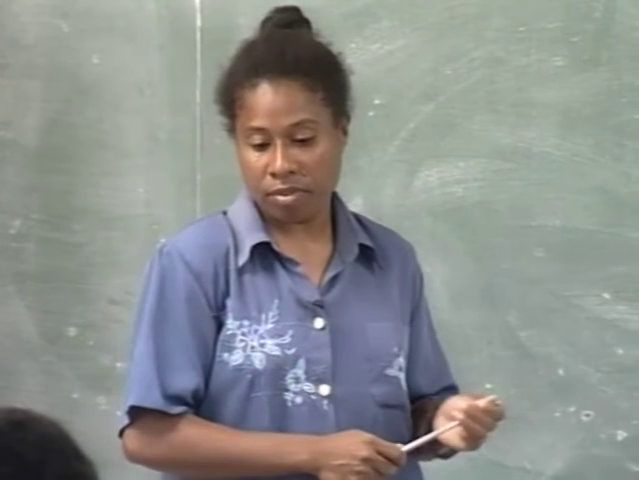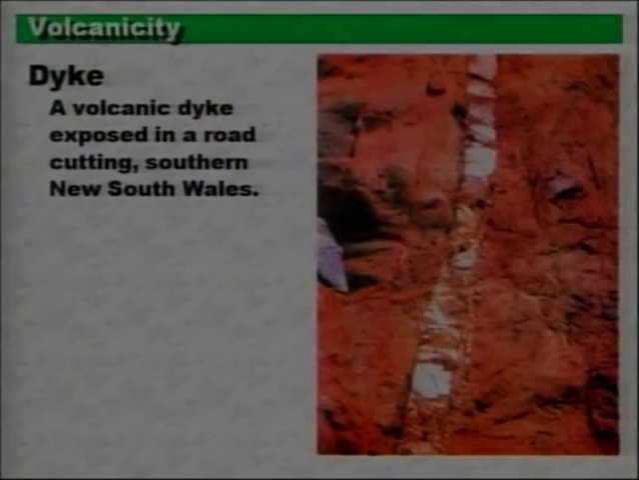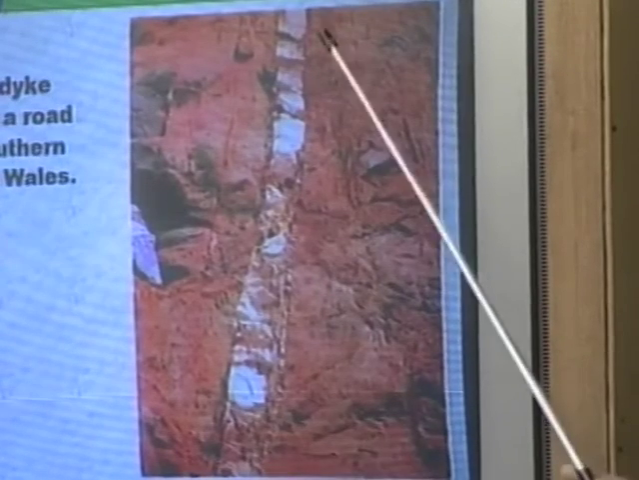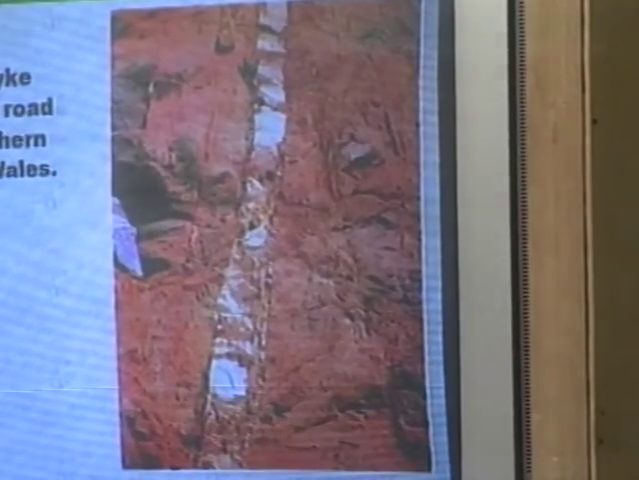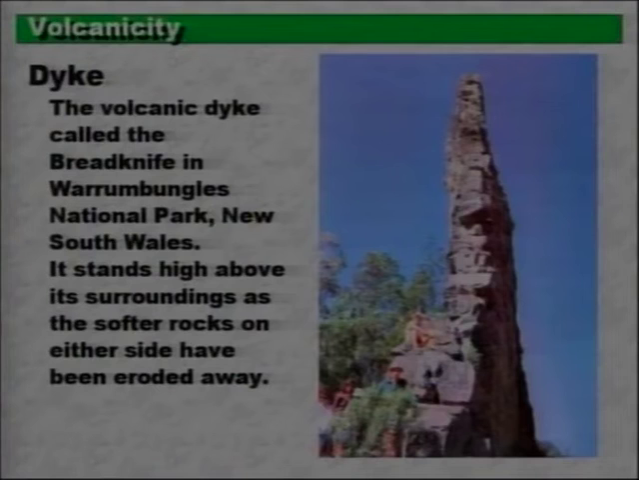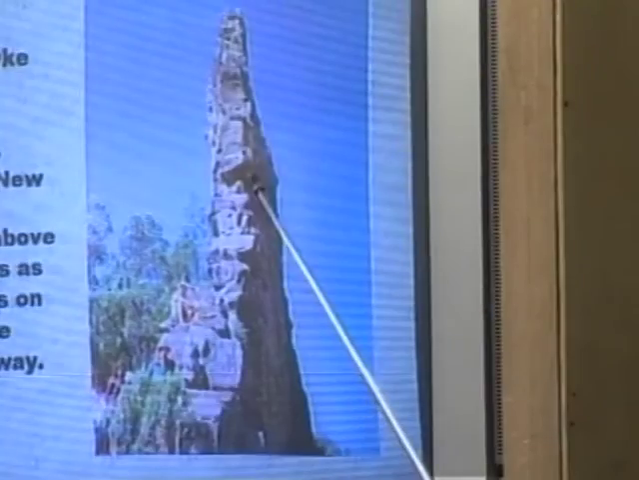We look at an example here of a volcanic dike exposed in a road cutting in southern New South Wales in Australia. So here, along the road cutting, you can see an example of a volcanic dike. See another example, the volcanic dike called the Breadknife in the Warrumbungles National Park in New South Wales, Australia. It stands high above its surroundings as the softer rocks on either side have been eroded away. So this is an example of a dike.